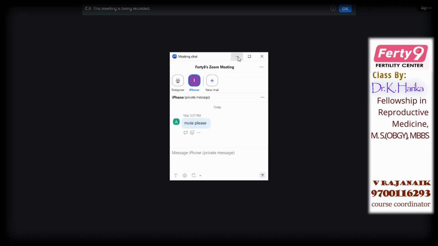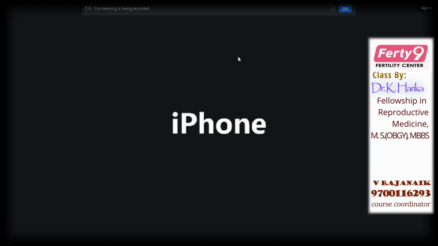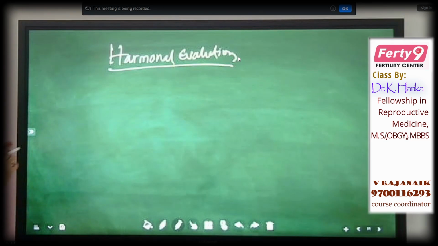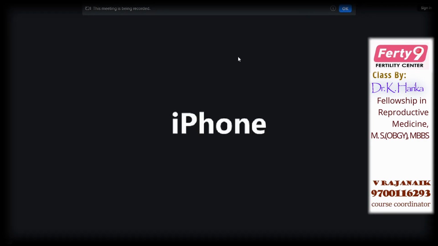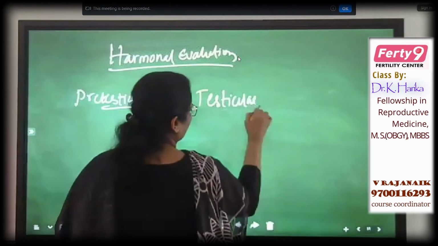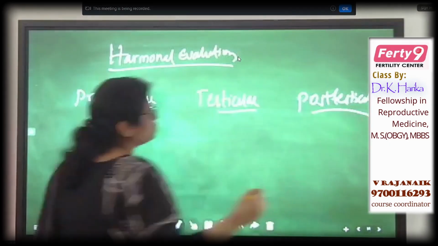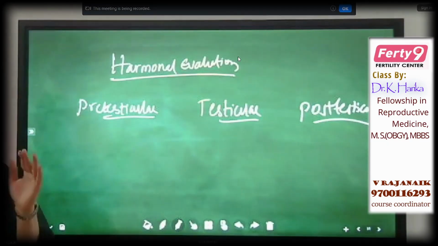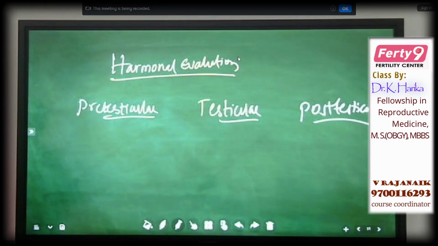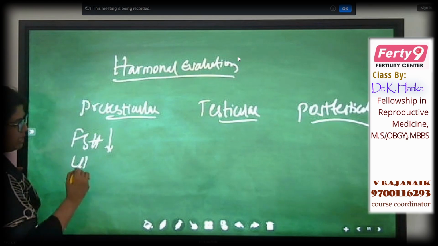Next is hormonal evaluation. Hormonal evaluation is first pre-testicular, next testicular, and next post-testicular. Pre-testicular is a problem with the hypothalamus and pituitary. What will happen to both the hormones? FSH will be less, and LH will be less.